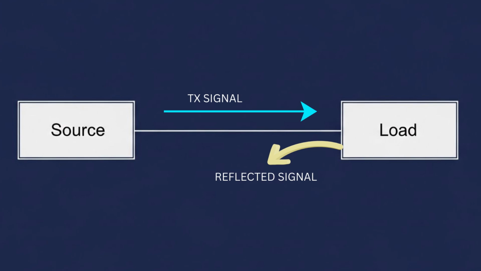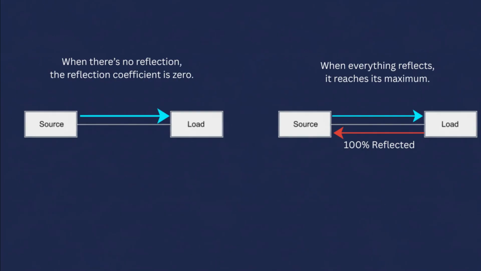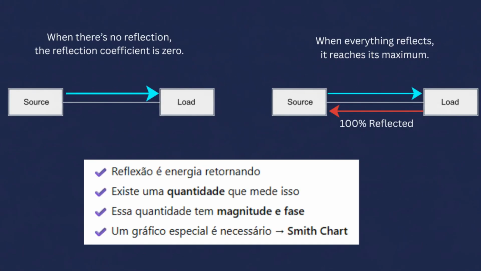If part of the signal goes forward and part of it comes back, engineers need a way to measure that reflection. Not with guesswork, but with a single precise quantity. That quantity is called the reflection coefficient. It tells us how much of the signal is reflected and how much continues forward. A small reflection means most of the energy is delivered. A large reflection means most of it comes back. When there's no reflection, the reflection coefficient is 0. When everything reflects, it reaches its maximum. Every real RF system lives somewhere in between. The reflection coefficient isn't just a number, it has magnitude and phase. And that's exactly why we need the Smith chart.